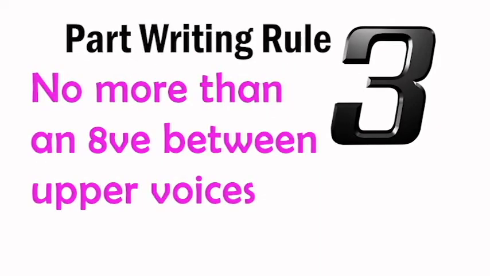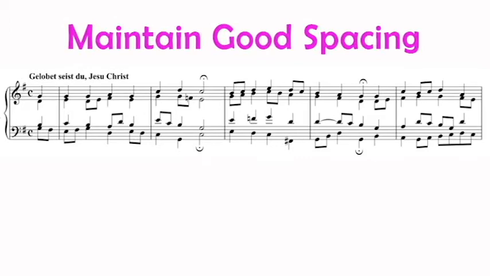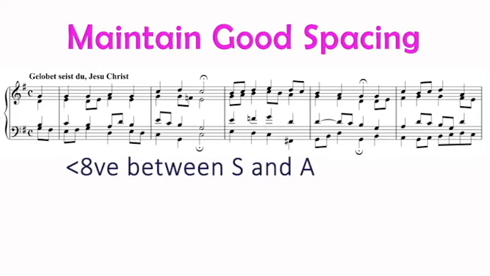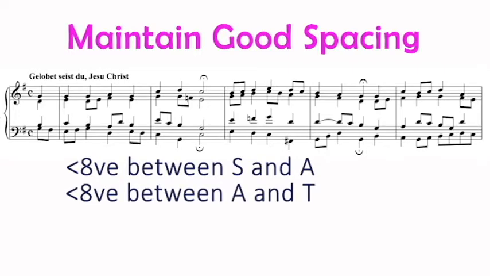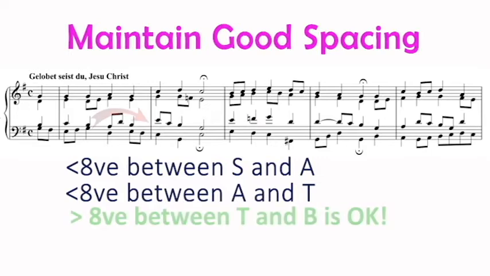Rule number 3. No more than an octave between upper voices. In 4-part chorale style writing, when voices are too far apart from each other, we tend not to hear them as related. Therefore, it's always important to keep less than an octave between the soprano and the alto, and between the alto and the tenor. However, between the tenor and the bass, because these are lower voices, that acoustical problem is not so apparent. So it's perfectly acceptable to find more than an octave between the tenor and the bass.